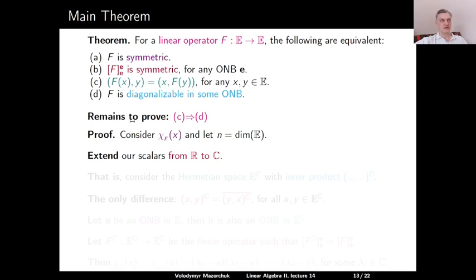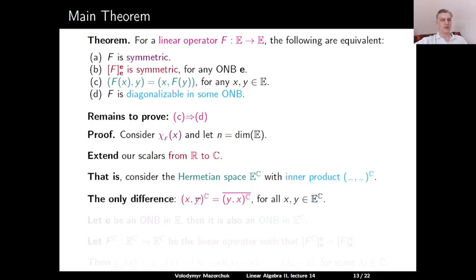So let's consider our vector space, our scalar product, and our linear operator over complex numbers. So we consider the Hermitian space, a complexification of E with the inner product, which is a complexification of our inner product. The only difference in the complex case compared with the real case is that the inner product is not directly symmetric, it is only symmetric up to complex conjugation.